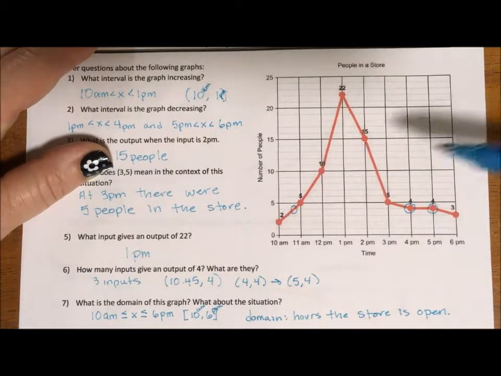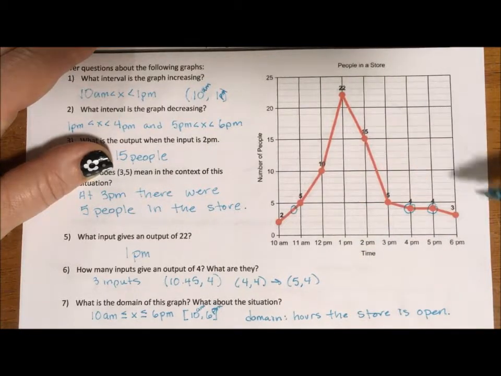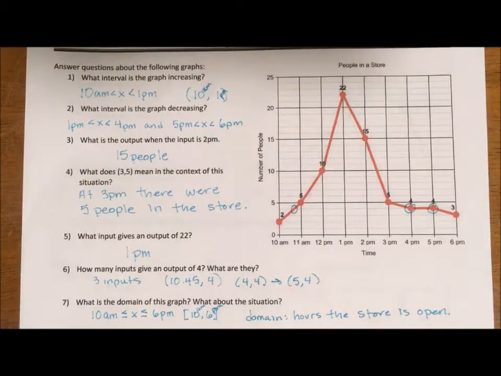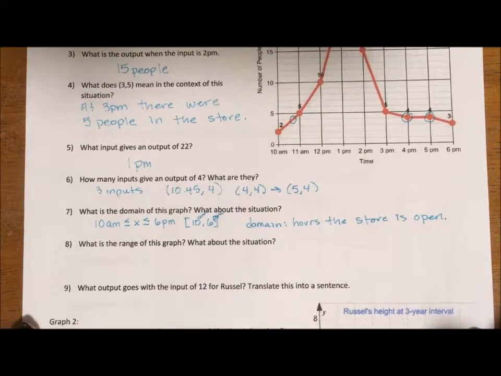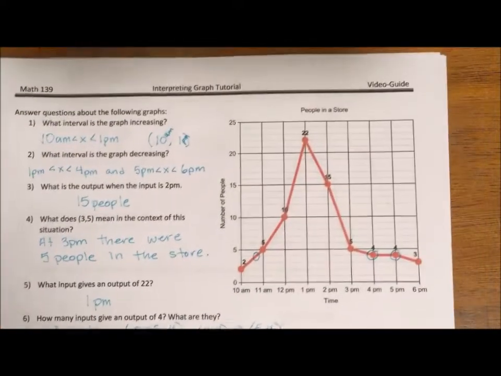But once again, what if the store really opened at 9 or 9:30? And what if the store closes at 8 or 9 or 10 or 11? We really don't know if this is the full hours the store is open. We can assume, but it is really never good to assume. All right, the next question being asked is, what is the range of this graph? So I need to come back up to the range.